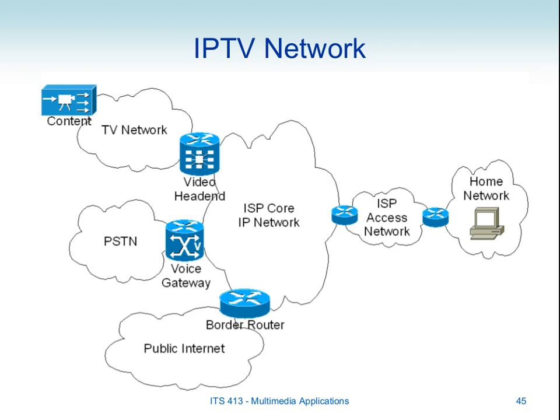Although it's not drawn here, the content for channel 3 is being generated by the TV station and sent to the video head end. What the video head end does is convert it into a format that can be sent across the IP network. So a particular codec that's supported by the ISP's network, and probably using RTP. There are other protocols, but let's stick with RTP. As the content comes in, the video head end generates RTP packets and sends them.